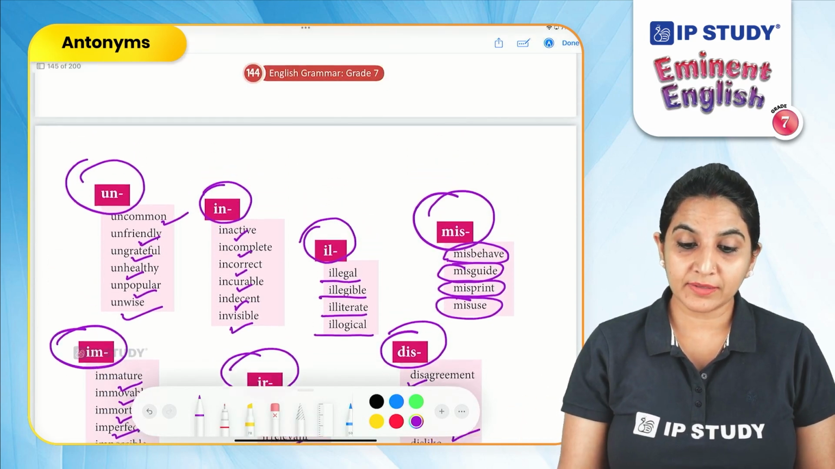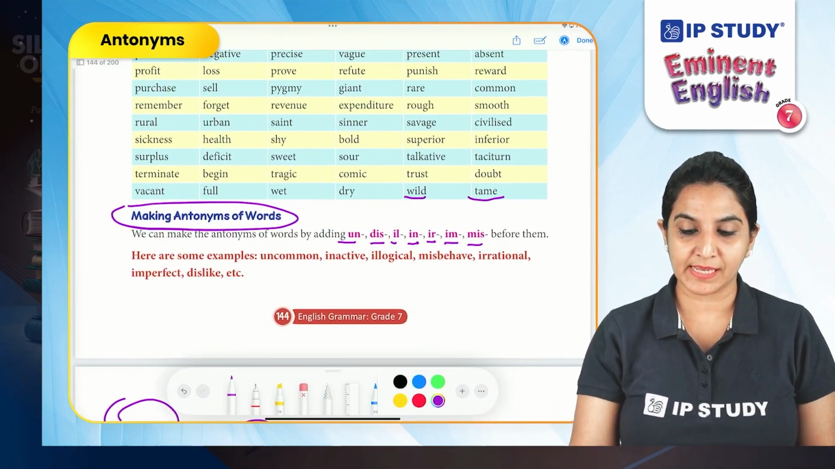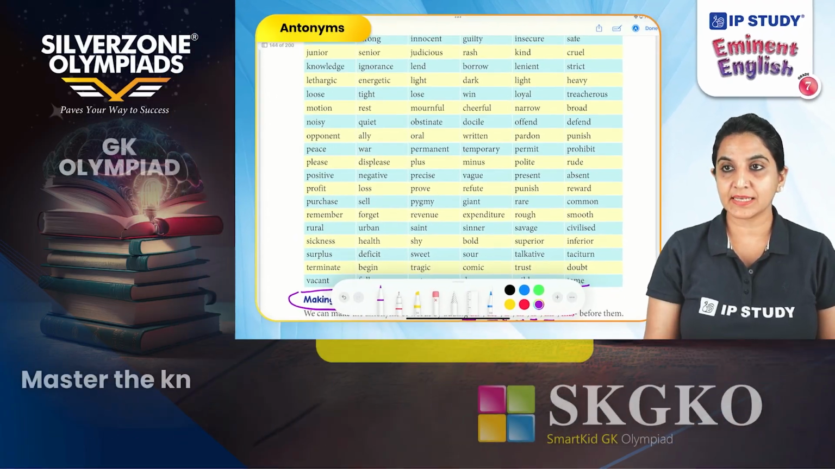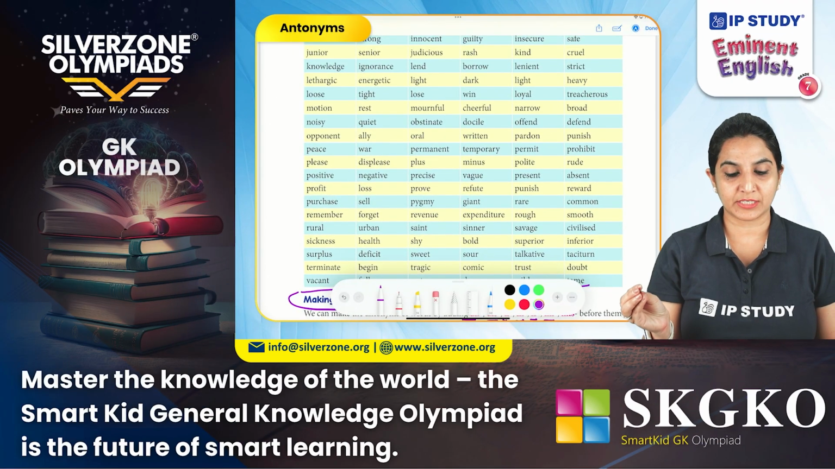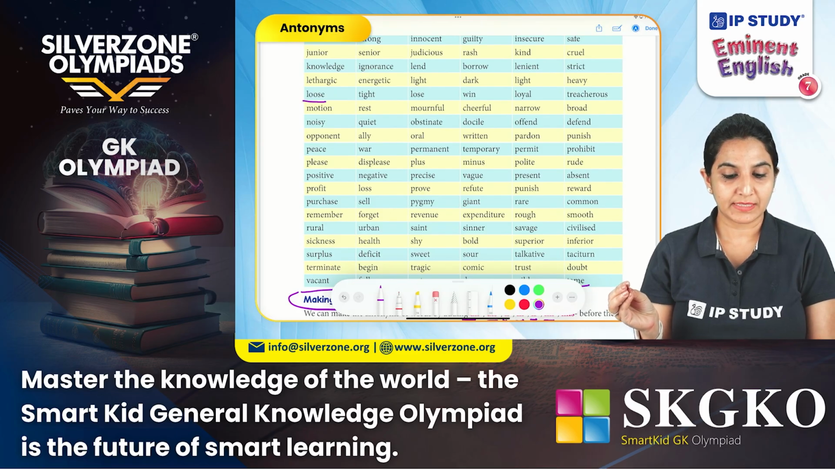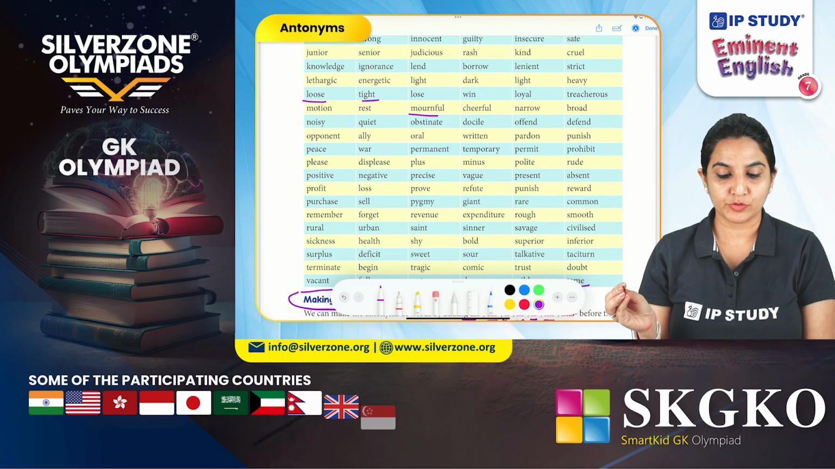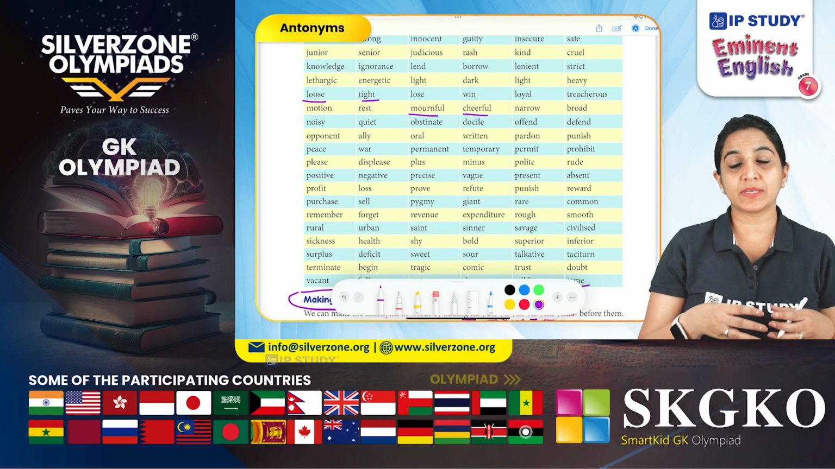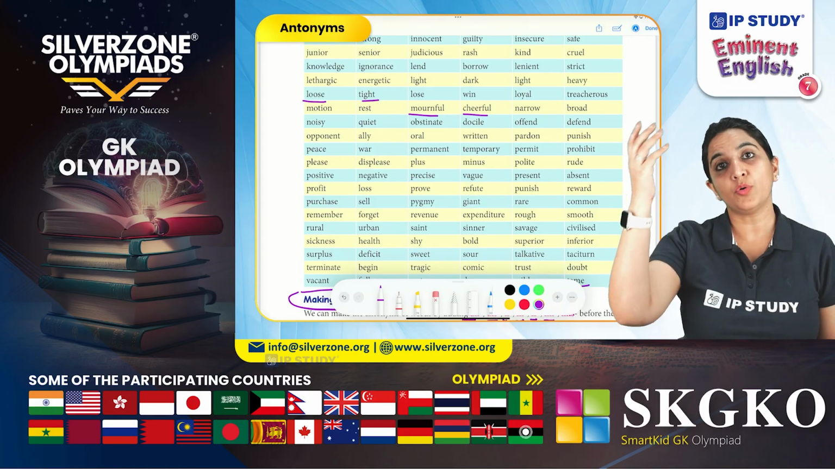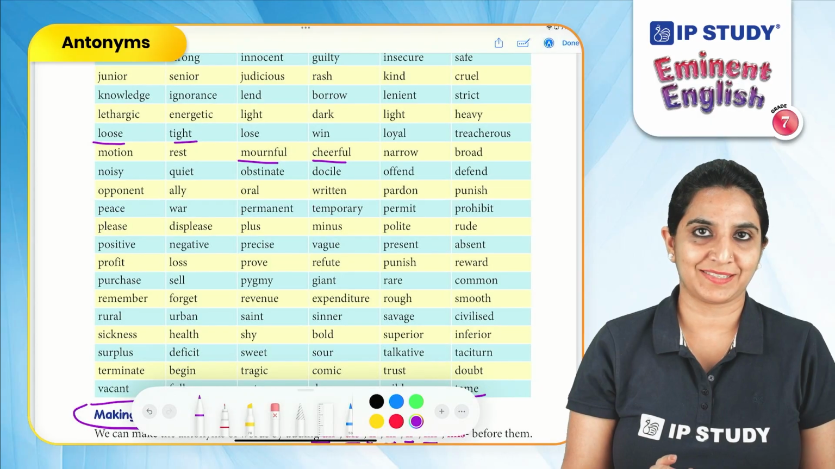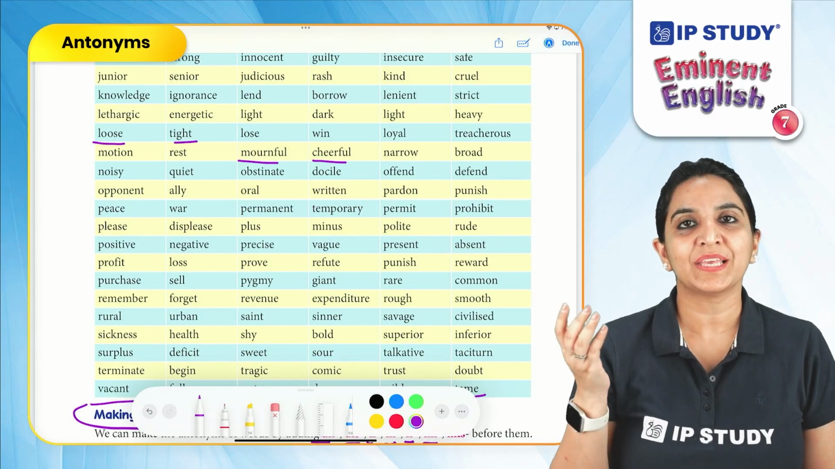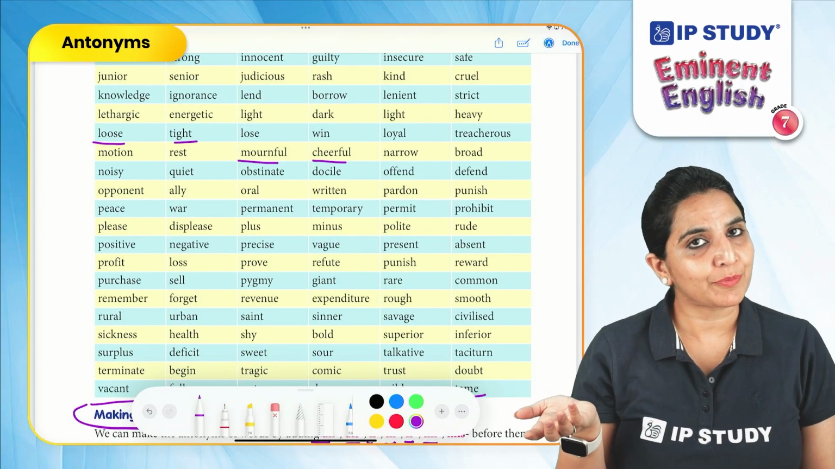But there are other antonyms that we did previously, as in this complete chart. These were whole new words such as loose, tight, mournful, cheerful. So antonyms can be made by a whole new word, or some antonyms can also be made by adding prefixes. So keep learning them, keep revising them, take help from your dictionary and keep reading.